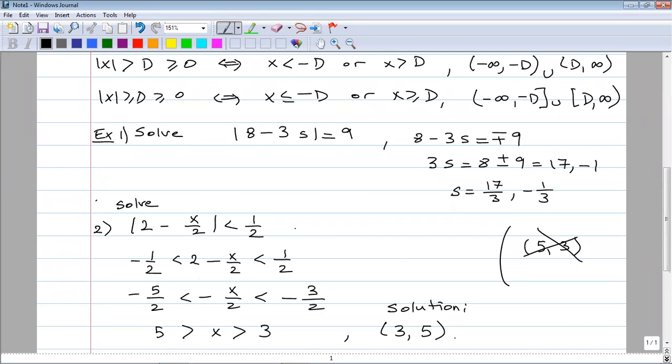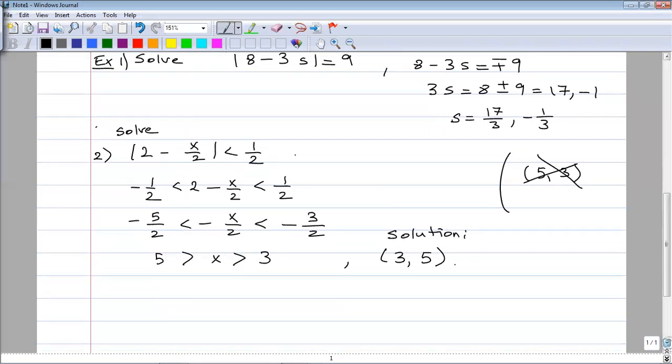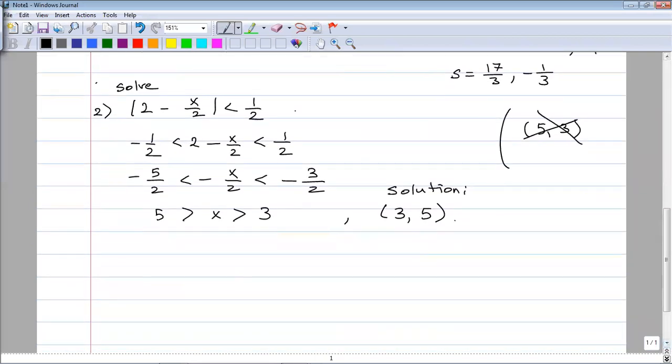Now, another thing we are going to be working with in this course are graphs. Graphs of equations, graphs of functions, graphs of inequalities. So we need to set up our coordinate system. So we use Cartesian coordinates.